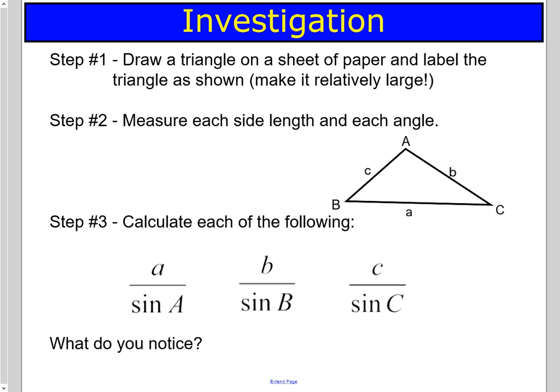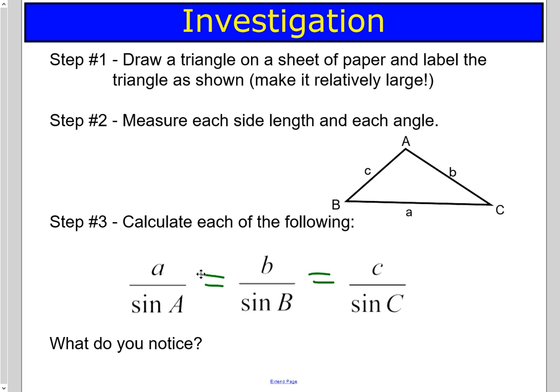Now to start, normally we would do this investigation. So you would draw a nice large triangle on a sheet of paper. Then you would measure each side length and each angle, and then you would calculate the following. And what you should notice is that these three ratios actually end up being equal to each other: side a over sine A, side b over sine B, and side c over sine C. If you did it correctly, they'll end up identical.